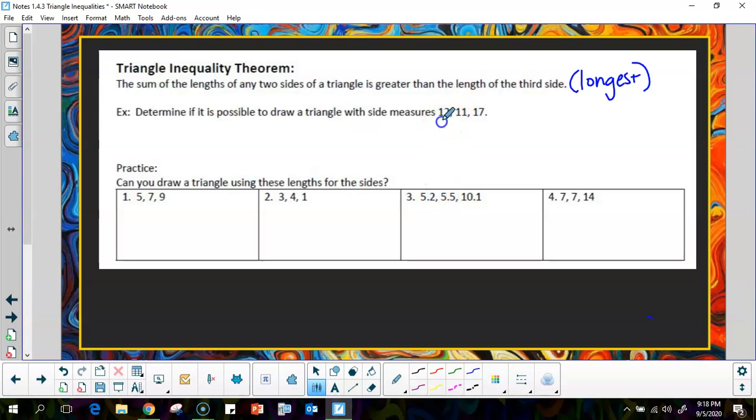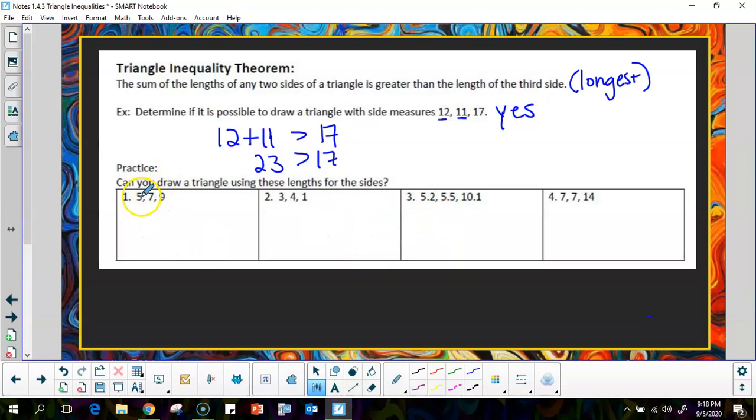So this side plus this side, the two shortest sides, 12 plus 11, need to be greater than, not greater than or equal to, but actually greater than 17. Well, 12 plus 11 is 23. 23 is greater than 17, so the answer would be yes, it is possible. That's all there is to that.